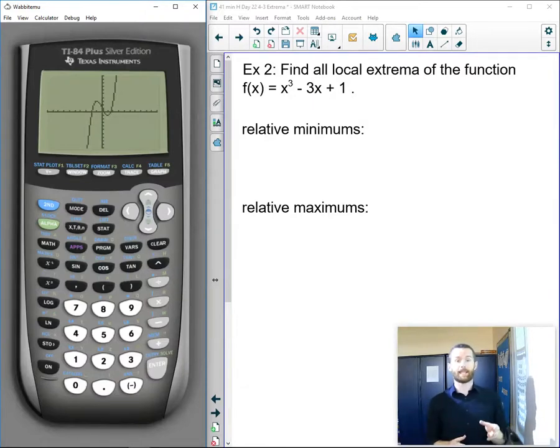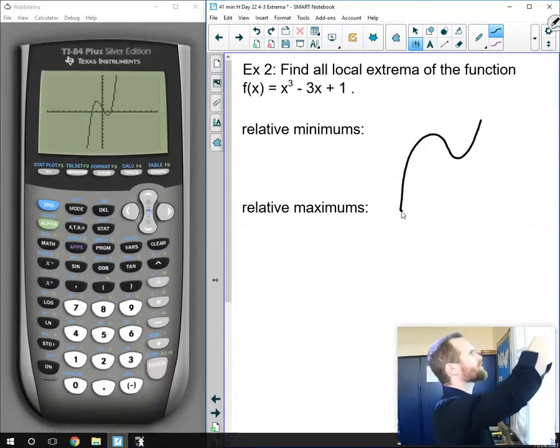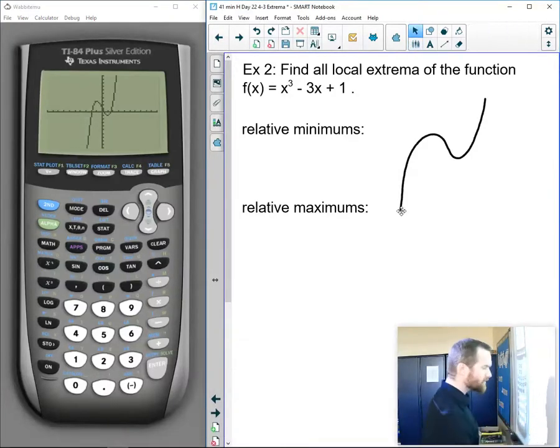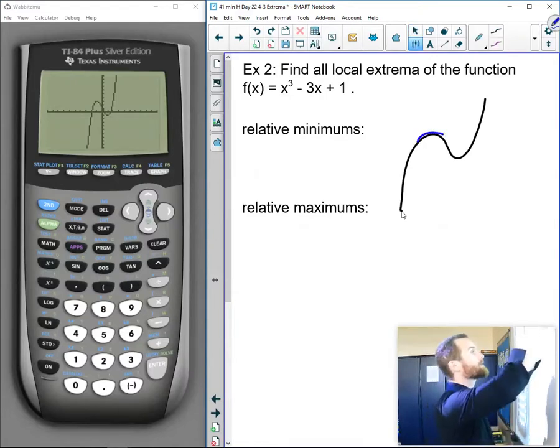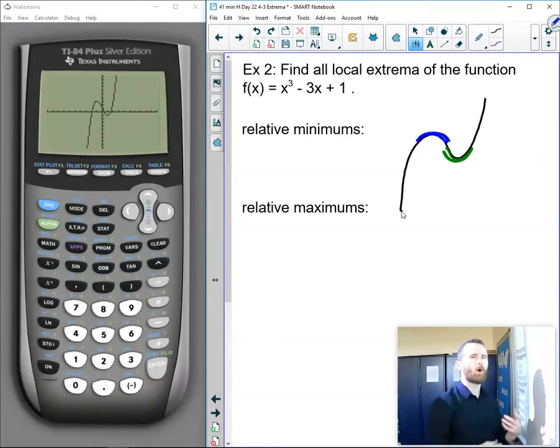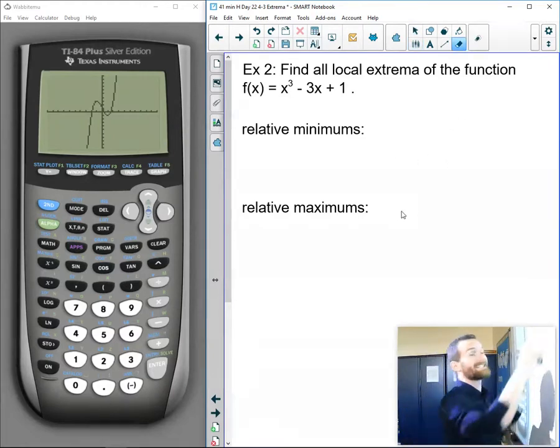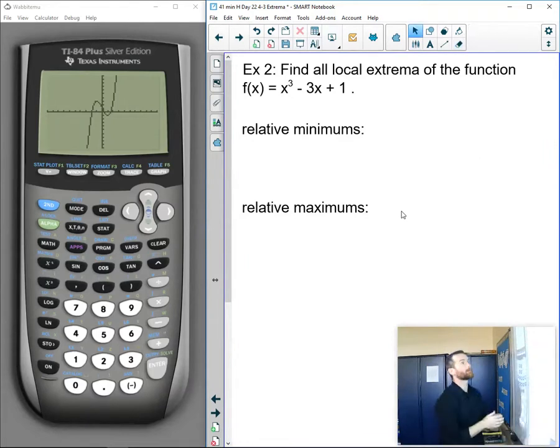because part of this graph looks like a concave up parabola and part of it looks like a concave down parabola. Let me sort of redraw this just so I can show you what I'm looking at. As soon as I see this graph, I think, okay, there's a relative maximum right there, and there's a relative minimum. We're just looking for one part of the graph that looks like a parabola, either concave up or concave down. That's what you look for to get a relative maximum or minimum.